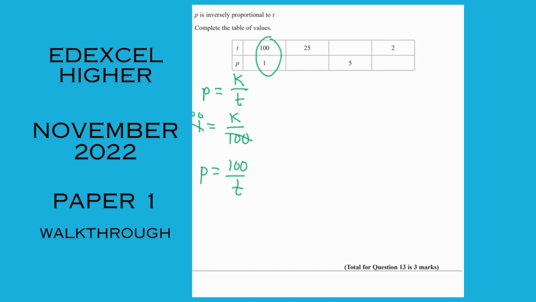So to fill each blank in, this one's the first one I go for, then that's one next. So take your value of T, do 100 divided by 25, 4, do 100 divided by 2, you get 50. This one's the other way around. So you've got P this time, so 5 equals 100 over T. So you can either rearrange or you can just say to yourself, 100 divided by what number gives me 5? That number is 20.